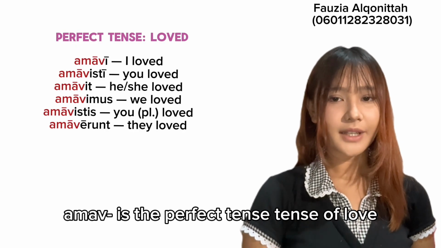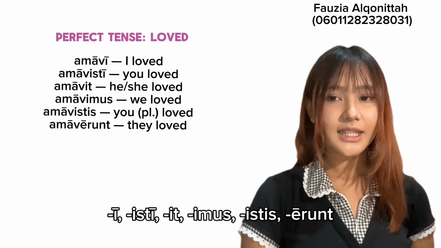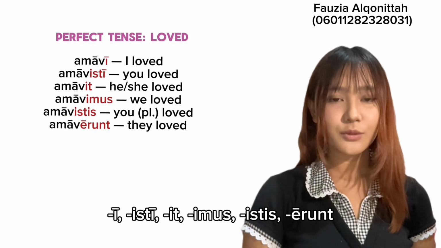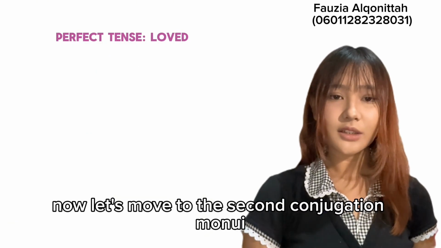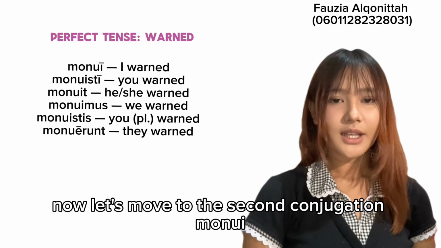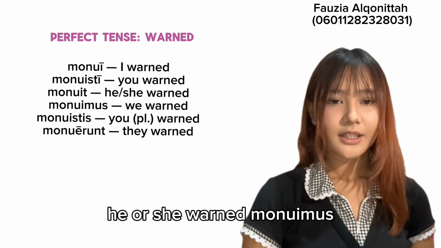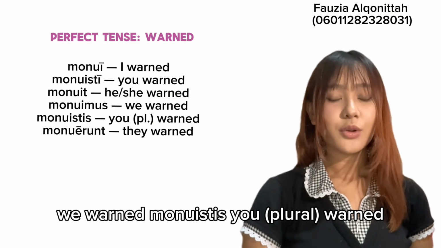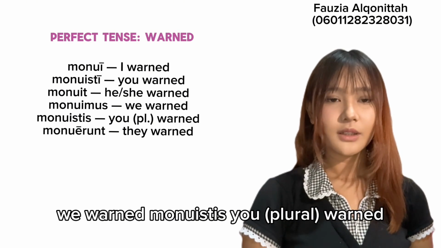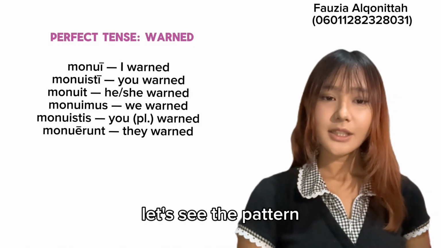Now we can see the pattern. Amav is the perfect tense stem of love. The perfect tense endings are i, isti, it, imus, istis, erunt. Now let's move to the second conjugation. Monui, I warned. Monuisti, you warned. Monuit, he or she warned. Monuimus, we warned. Monuistis, you plural warned. Monuerunt, they warned. Let's see the pattern.